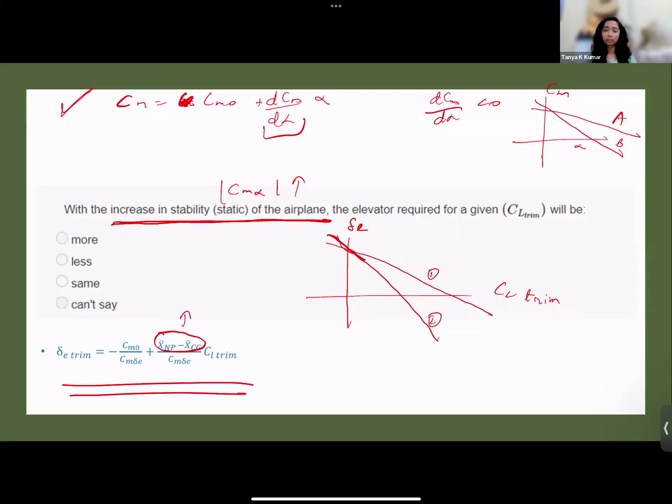Okay. So CL trim, I want to trim it at the same CL. So suppose this was the CL at which I want to trim, CL trim desired, for 1 and 2. So now can you tell me elevator deflection, do you need more or less for case 1, case 2? This is the CL at which I want to trim the aircraft. CL trim doesn't change. And CL can never take a negative value, okay?